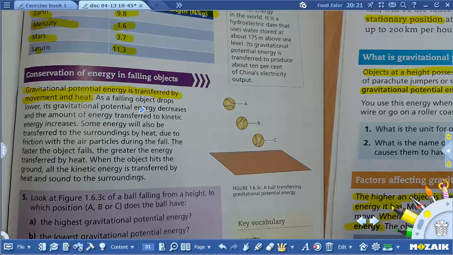Gravitational potential energy is the stored energy that an object has because of its height. And kinetic energy, I'm repeating, is the energy that a moving object has. So when the object moves, it has kinetic energy. When the object is up high, before falling, it has potential energy. Why? Because the energy is stored in it.